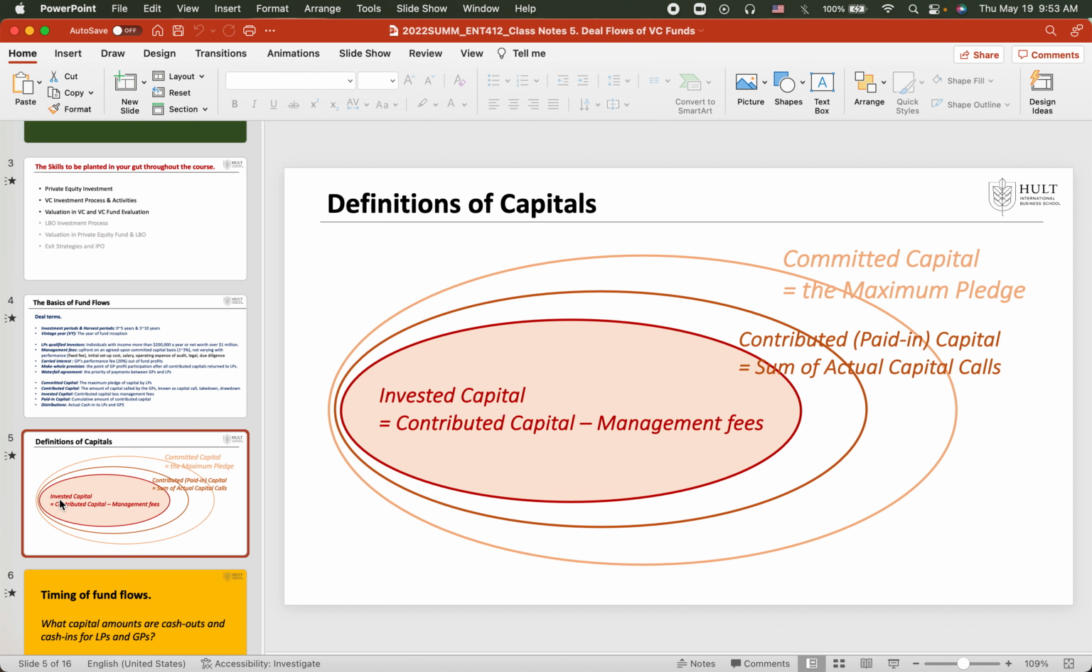The committed capital is very important. Why? Because the management fee is calculated based on the committed capital, because the GPs don't know if they will invest the full amount of committed capital or a lesser amount, which is the contributed capital, less than the committed capital. So the management fee is always a percentage of the committed capital.